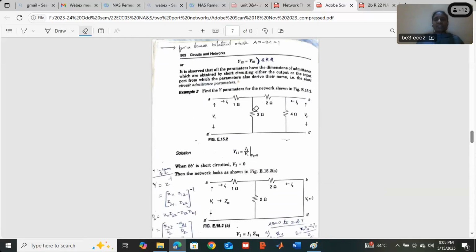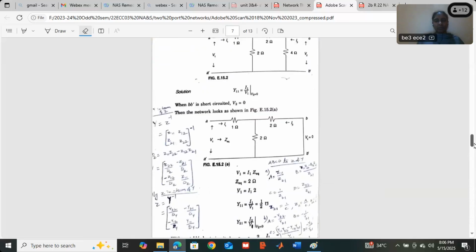You know the equations for the Y parameter. If Y11 is required, add these two. If Y22 is required, add these two on this side. For Y12 and Y21, it is minus this one. This is YA, YB, YC. YA plus YB is nothing but Y11. YB plus YC is nothing but Y22. And minus YB is nothing but Y12, and the Y21 value is minus YB only. If a pi network is there, it is very easy to calculate the Y parameter values.